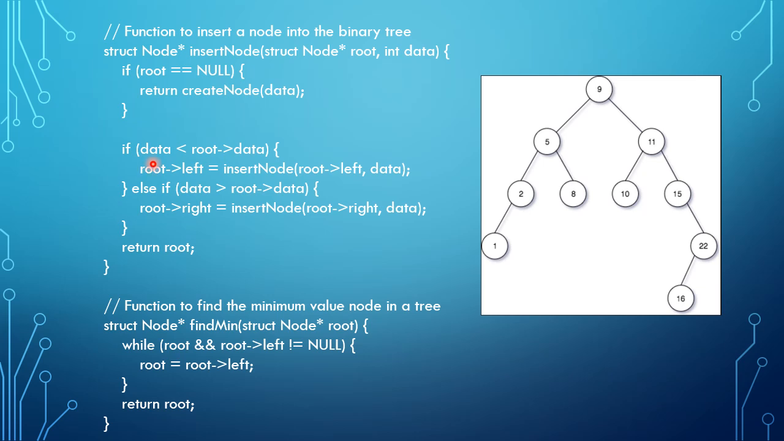So in that case, if data is less than root of data, let us think first this is the root node. If data is less than the root node, we have to check the left of the root node. So root of left is equal to insert of root of left, data. What is the root of left? The root of left is 5. So again in this function, we are calling this function, in which this time we are sending root of left, that is, we are sending 5 as a root node, and the data part or element which we are going to insert.